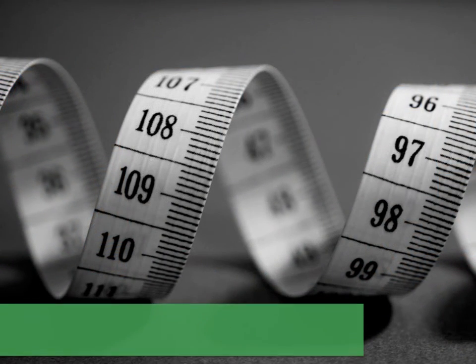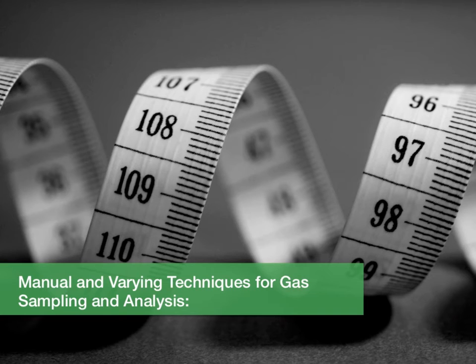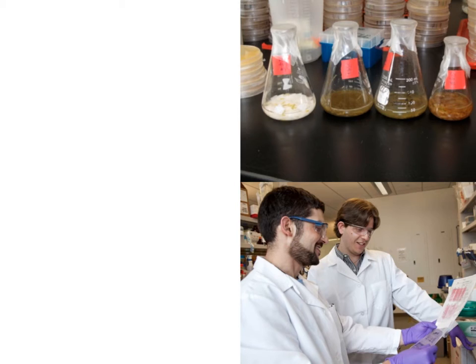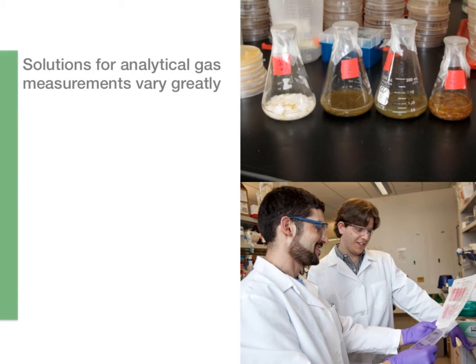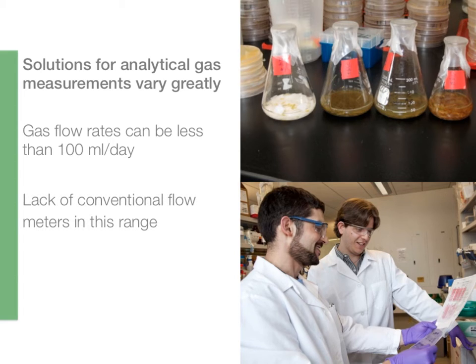Manual and varying techniques for gas sampling and analysis. Just like with equipment, solutions for analytical measurements vary greatly. This is particularly true for measuring gas, which can be difficult due to the frequent low flow rates. At lab scale, gas flow rates can be less than 100 milliliters per day, and a lack of conventional flow meters in this range drives researchers to develop their own solutions to determine the gas volumes. This then leads to large variations in results and data quality.